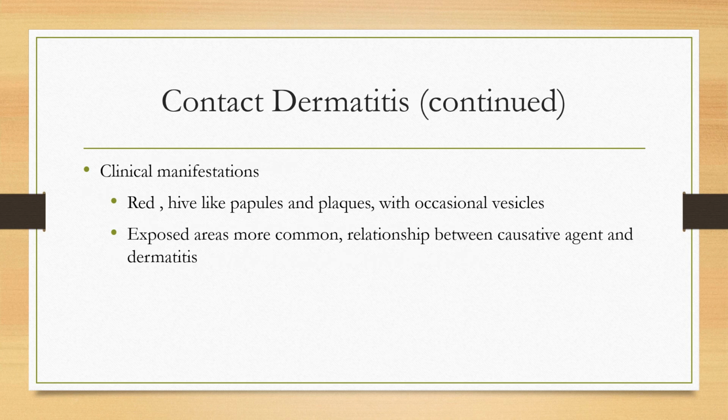So some of the clinical manifestations your client will exhibit are red, hive-like papules and plaques with occasional vesicles, and these are red hives that become blistered. The exposed areas are more common, and that is because there is a relationship between the causative agent and the dermatitis, meaning that I am going to experience this redness or these hives where I have come in contact with whatever it is that I'm reacting to.